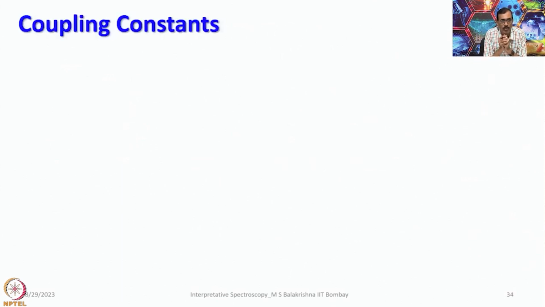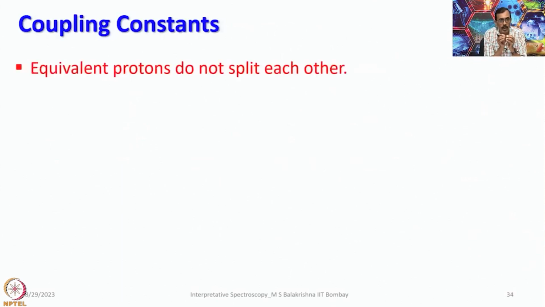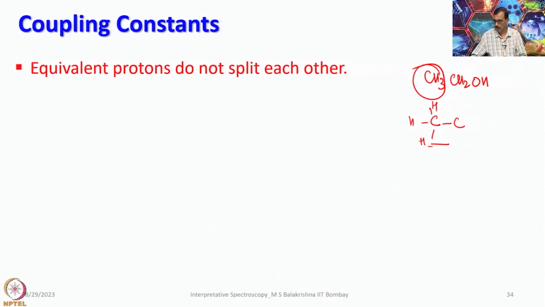We have some rough idea about coupling constants. What we have to understand is that equivalent protons do not split each other. So if you consider CH3, CH2, OH, and these are equivalent protons, they do not couple each other. If I expand them, we write like this. These are all geminal. When they are equivalent and geminal, coupling is not observed in a first order spectrum. Equivalent protons do not split each other.